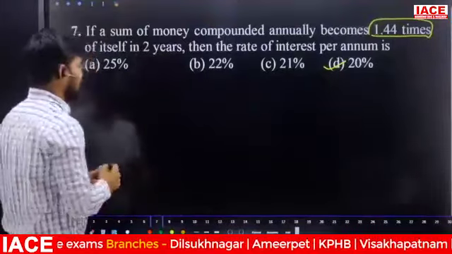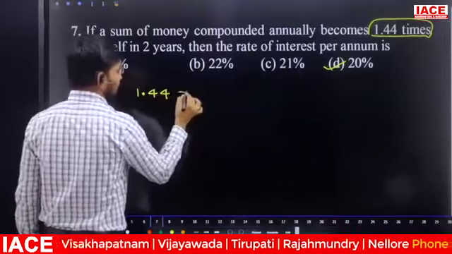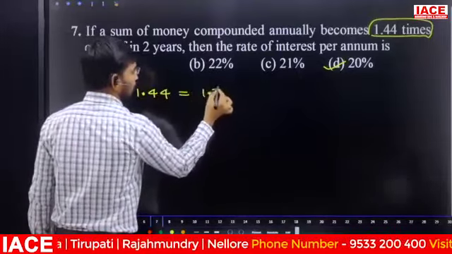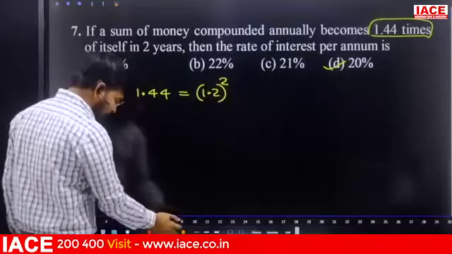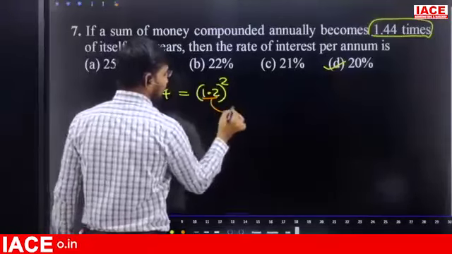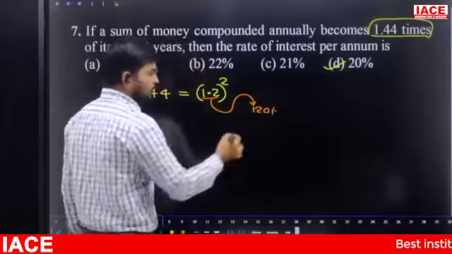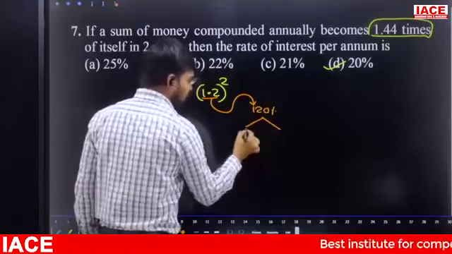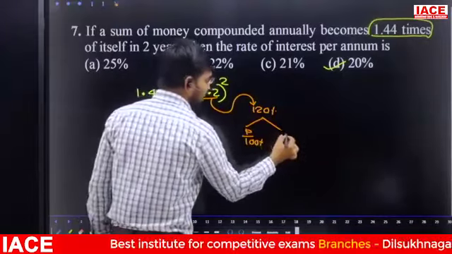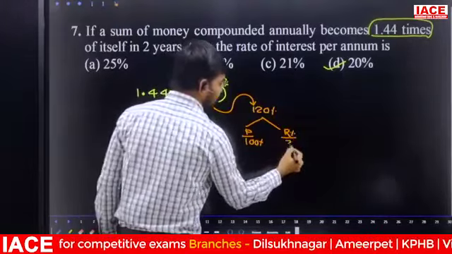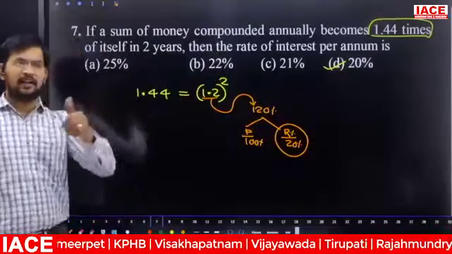Once again I will explain. Here 1.44 times is nothing but 1.2 whole square. 1.2 can be written as 120%. In this 120%, the principal is 100%. Therefore the remaining rate of interest is 20%. So your answer is 20%. All of you clear?